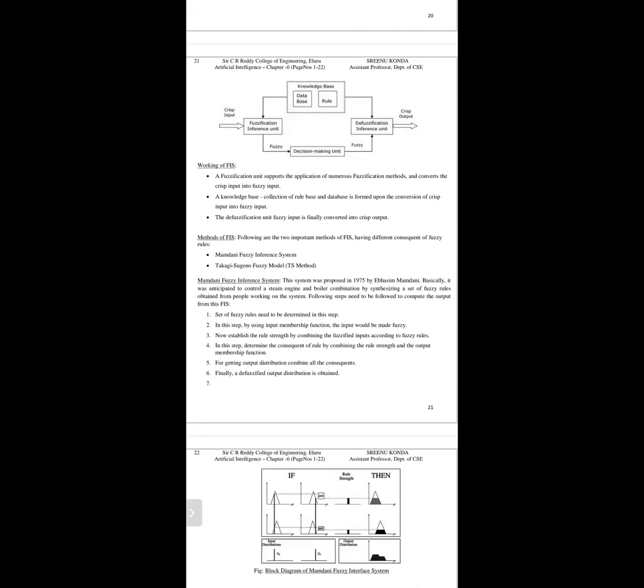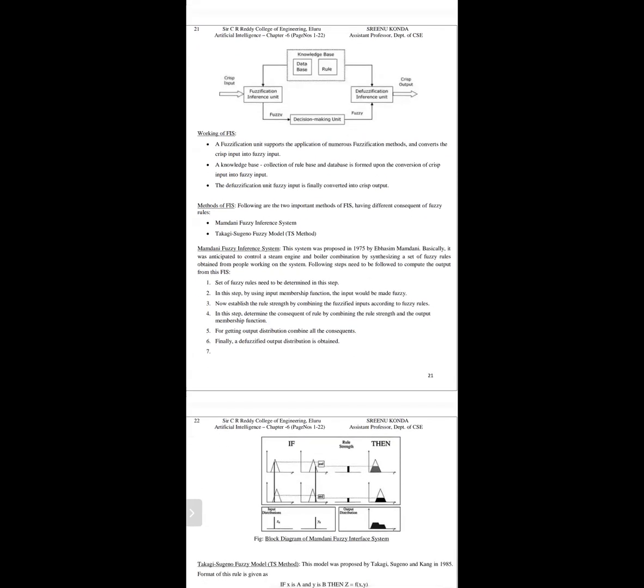Okay. Next, fourth step. In this step, determine the consequent of rule by combining the rule strength and the output membership function. So by combining the rule strength and the output membership function, we have to determine the consequent of rule.